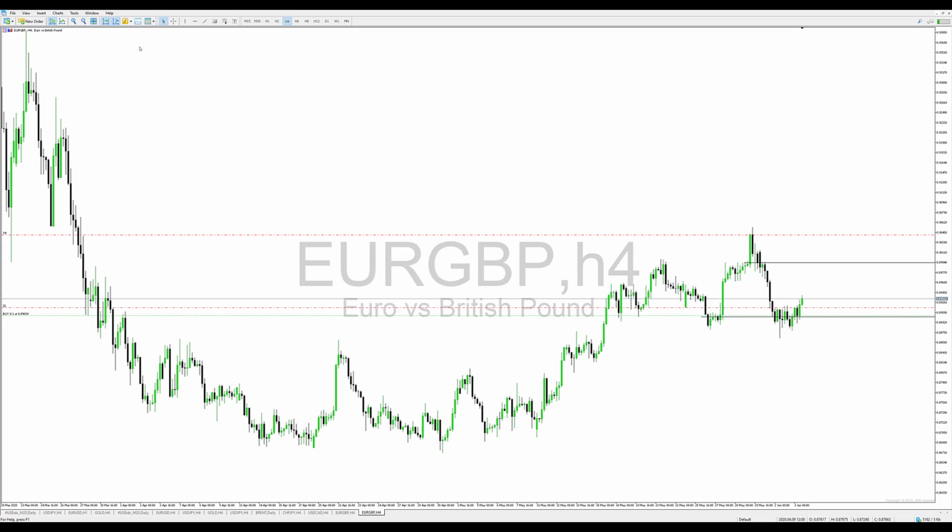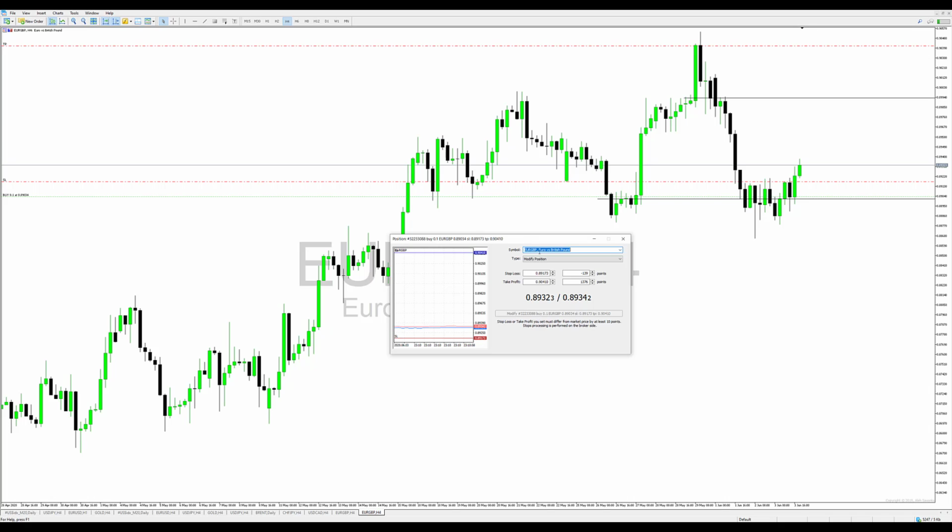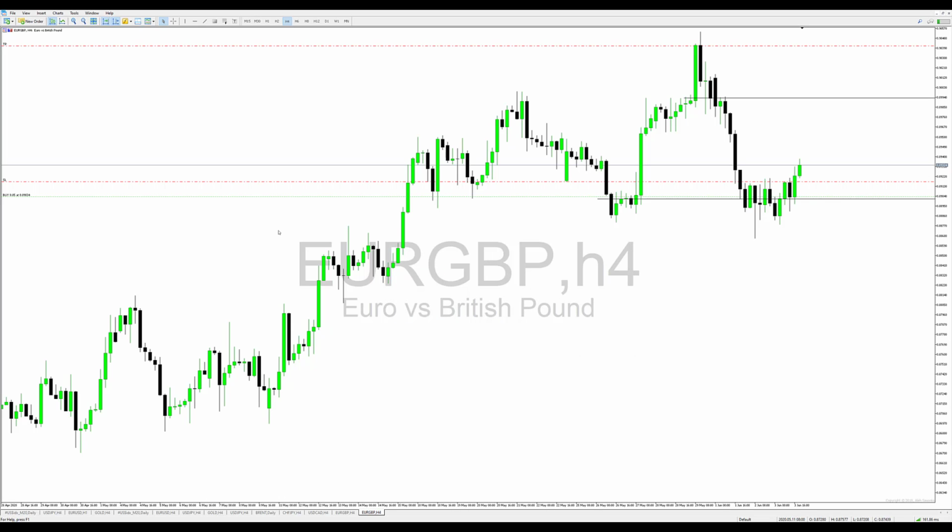Now I'm going to take off half of the position. So this is a 0.1 lot size position, right? So I'm going to take off half of 0.1, which is 0.05. I'm going to close this position. Right, now I have closed. So now we have 0.05 left on the table. So this position now, I'm going to let it run all the way.